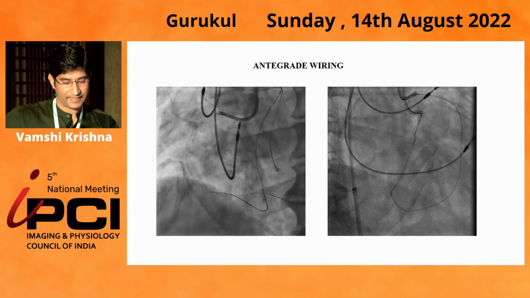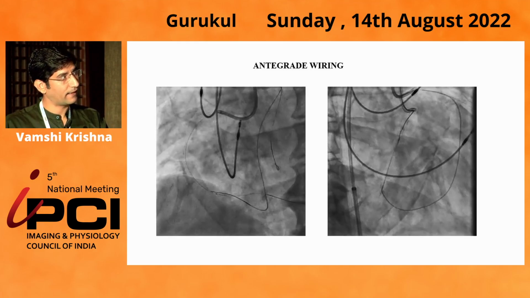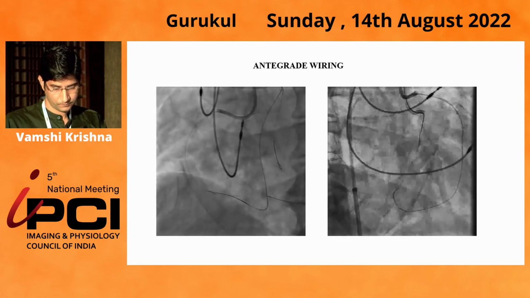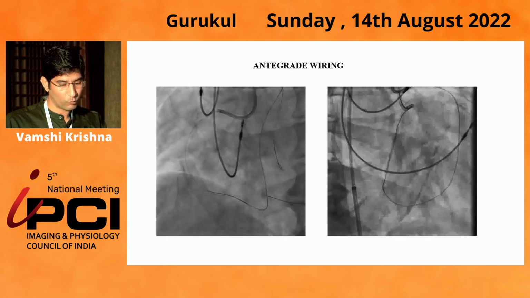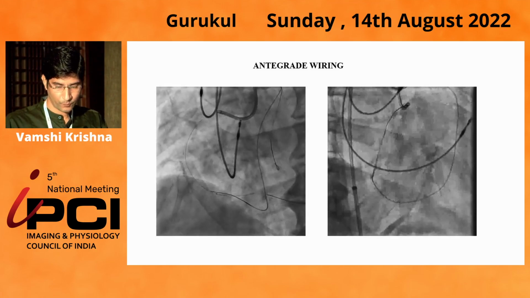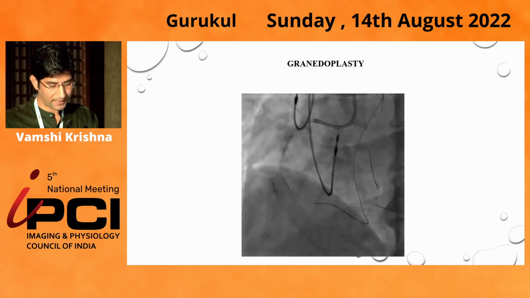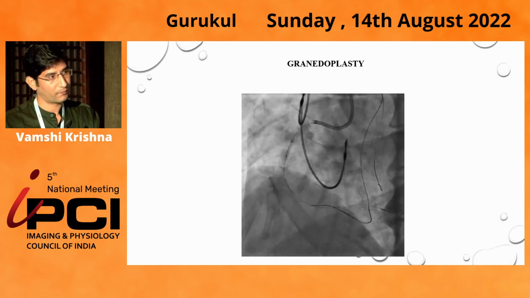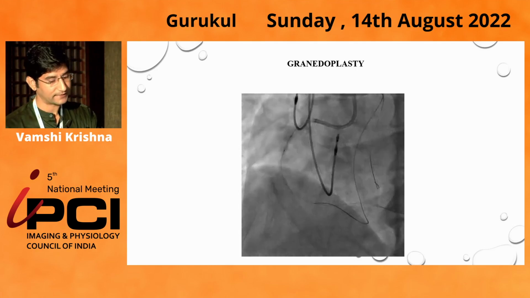And again, for antegrade wiring, we took an AL 0.75. Initially we started with a Cyan Blue wire, and the wire was changed from Cyan Blue to Gaia 2. The marker entry was confirmed in both the LAO and RAO views. After the wire passed into the total occlusion, we changed the wire from Gaia 2 back to the Cyan Blue wire, and balloon angioplasty was done.